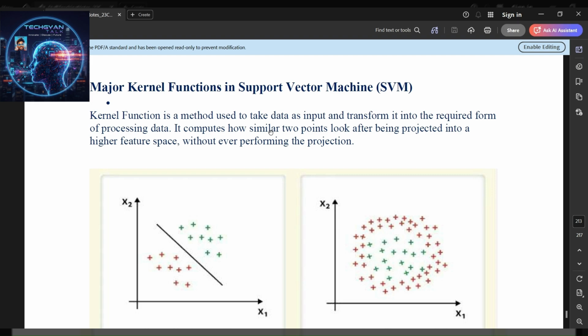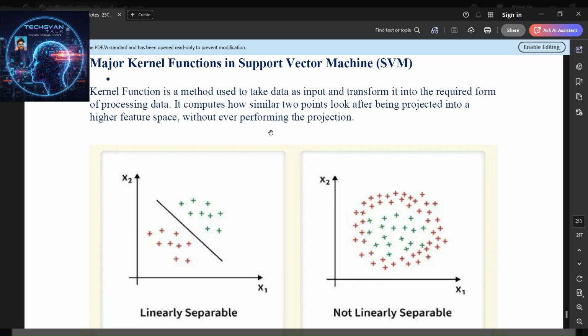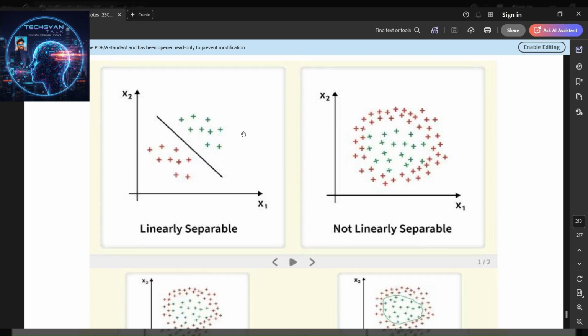A kernel function is a method used to take data as input and transform it into the required form for processing data. It computes how similar two points look after being projected into a higher feature space without ever performing the projections. Here we have two examples: linearly separable and not linearly separable.